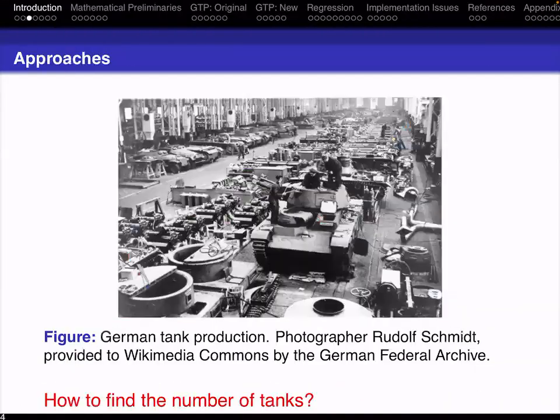Before we can even figure out what to do, we need to know what kind of forces we are facing. How many tanks do the Germans have? How many are they making? How many are they deploying to different parts of the world? One possibility, of course, is to call them up and ask, excuse me, I'm a reporter for the London Times. I was wondering if you could give me your monthly production. No, that's not going to work. How could you find out how many tanks the Germans are producing? What could you do?